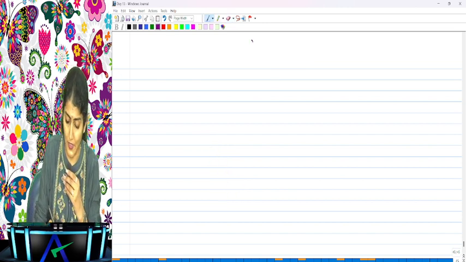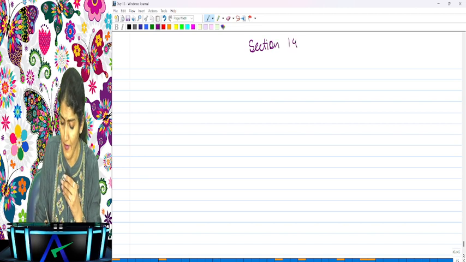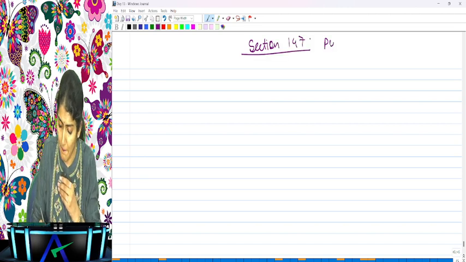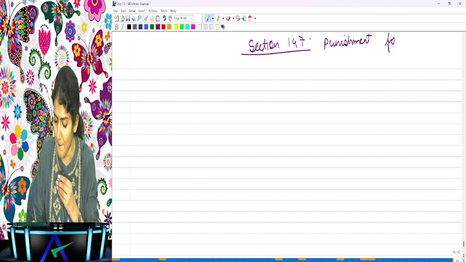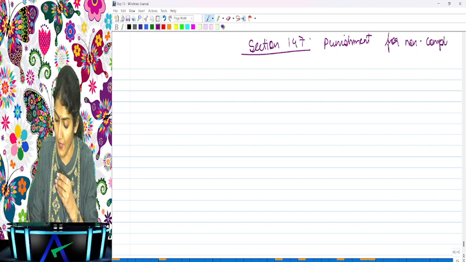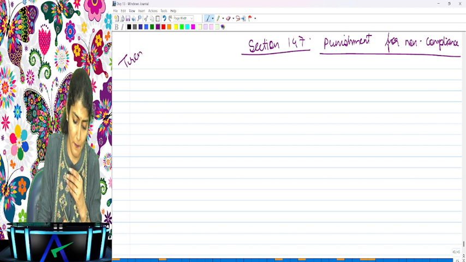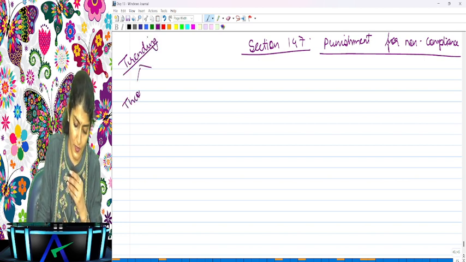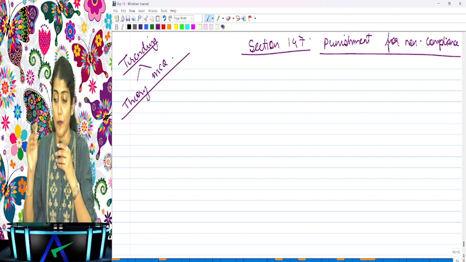So now coming to the next section, section 147, which is regarding the punishment for the non-compliance. Everybody with me? Right, punishment for the non-compliance. Okay, right, and right now this is trending. This is trending in the theory part. This is big time trending in the MCQ part also. So theory also yes, and MCQ also yes, trending at both places.